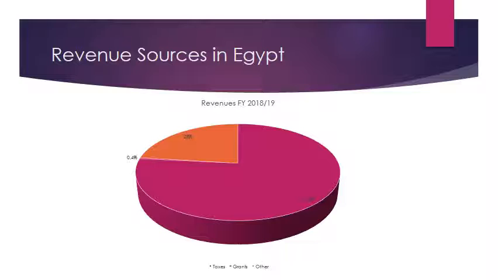So if you look here, for example, for the composition of revenues in Egypt during the 2018-2019 fiscal year, you see that tax revenue constitutes more than 76% of total revenues generated during the fiscal year. So the majority of funds used to pay for the expenditures of the Egyptian government is coming from tax revenue.